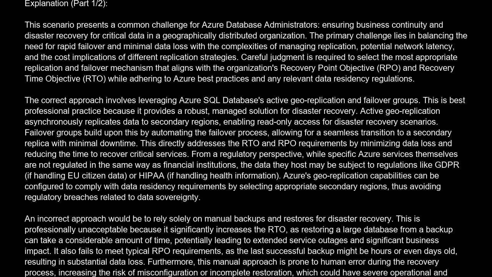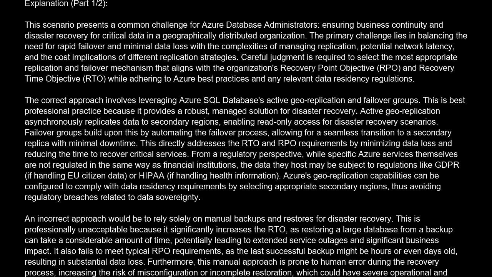The primary challenge lies in balancing the need for rapid failover and minimal data loss with the complexities of managing replication, potential network latency, and the cost implications of different replication strategies. Careful judgment is required to select the most appropriate replication and failover mechanism that aligns with the organization's recovery point objective, RPO, and recovery time objective, RTO, while adhering to Azure best practices and any relevant data residency regulations.